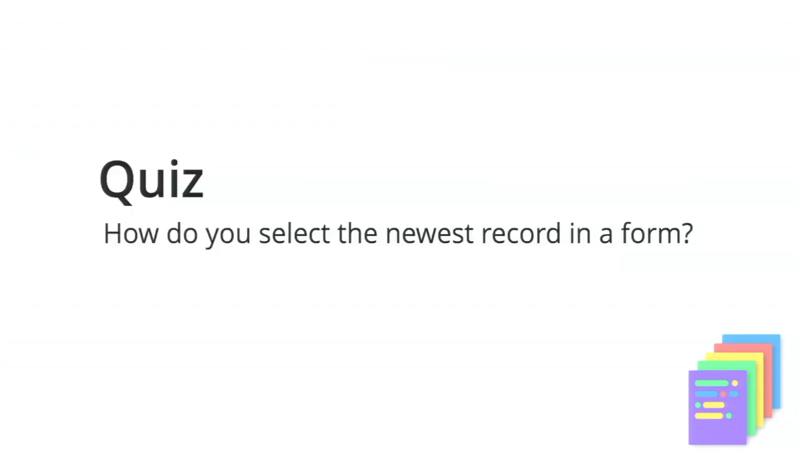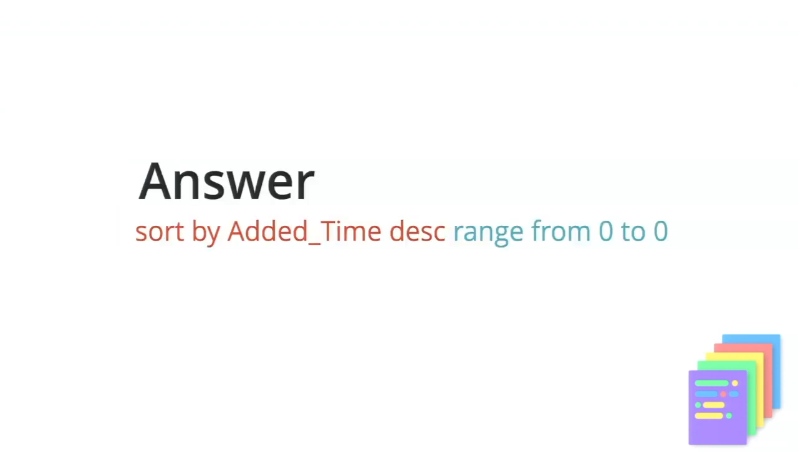Okay, so this is quiz time. If anybody gets the answer right, I think that's grounds for a t-shirt. So knowing what you know about sorting and range, how would you select the newest record in a form? You could sort by the added time of a record, descending. So we want to find the newest record first. We're going to choose a range of 0 to 0, which grabs only the first record.